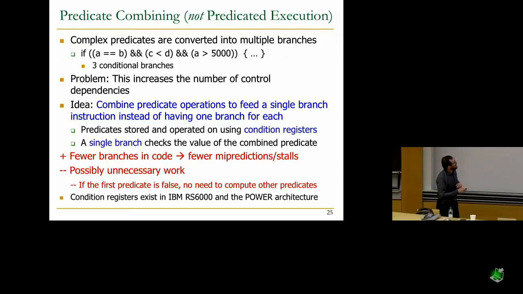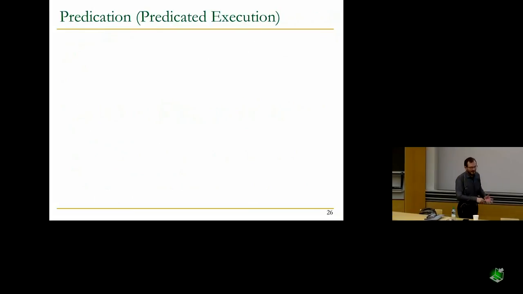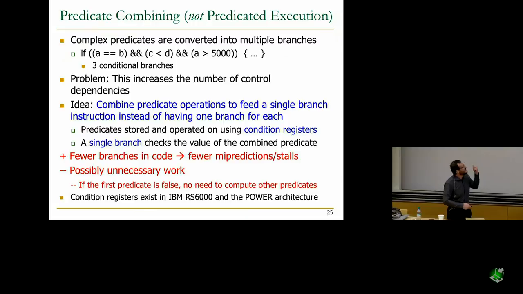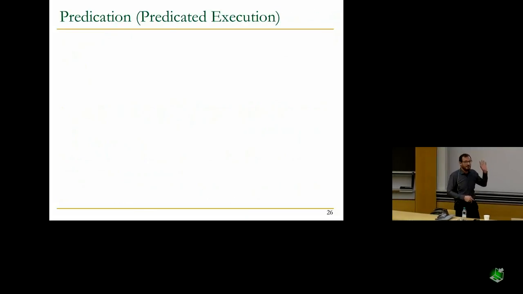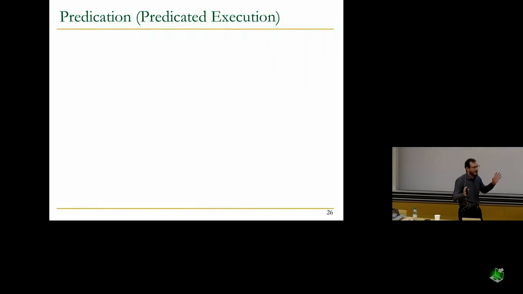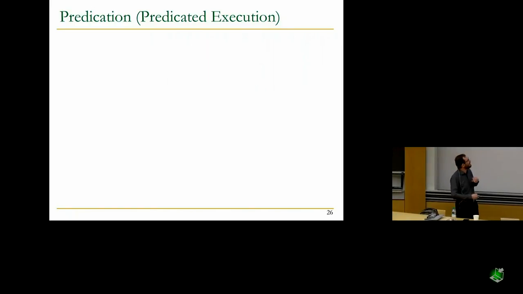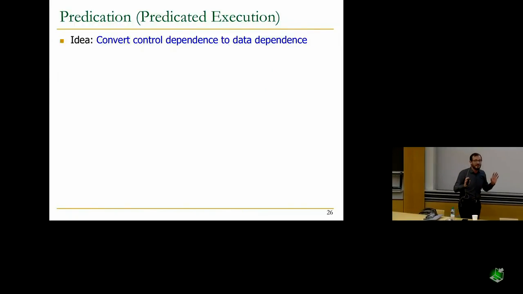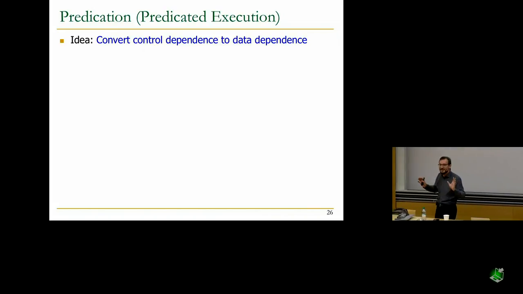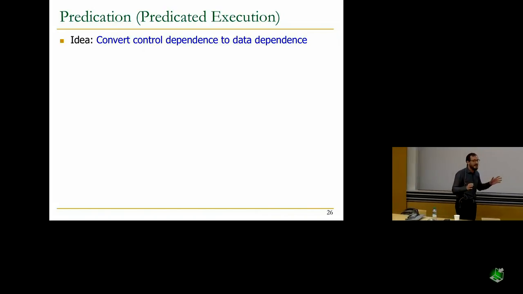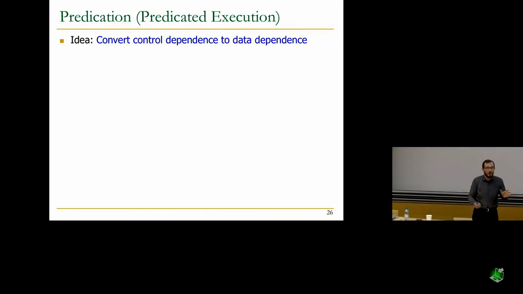Okay. So let's talk about what is predicated execution. That was what is not predicated execution. That is predicate combining. So what is predicated execution? This is an idea that's been employed in all processors that I know of in a limited form. And some processors were fully predicated. ARM was fully predicated until version 8, for example. The idea is very simple: to convert the control flow dependence to a data flow dependence. Very fundamental. In fact, it was first developed as a technique to optimize code in compilation in 1983.